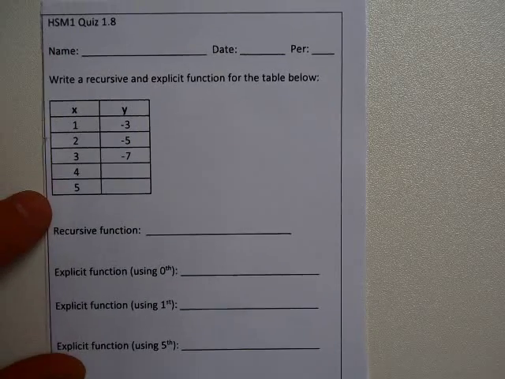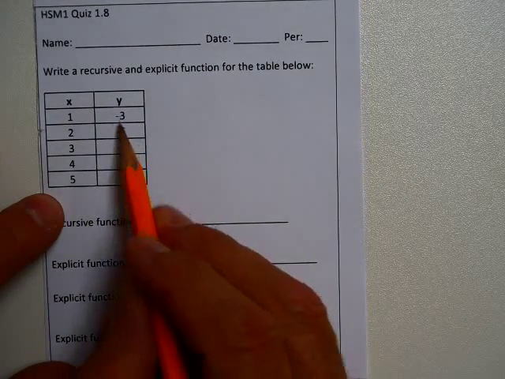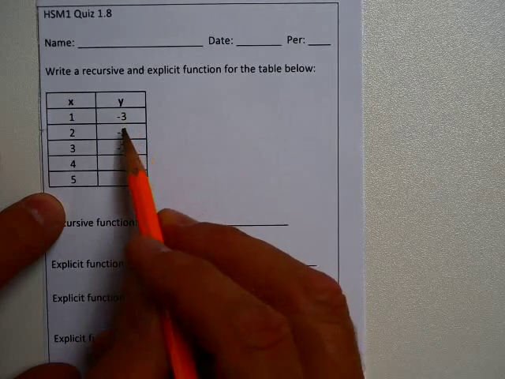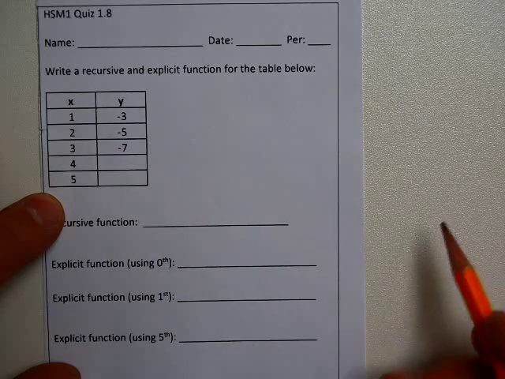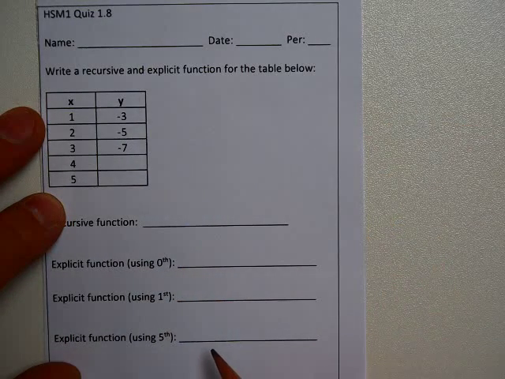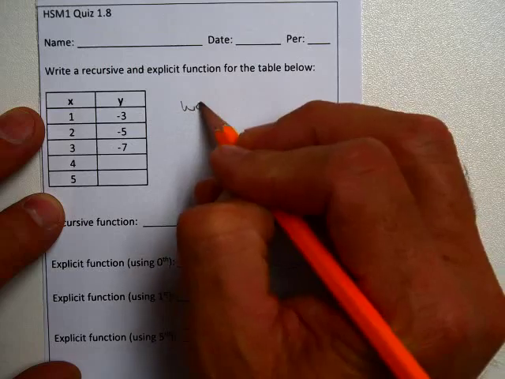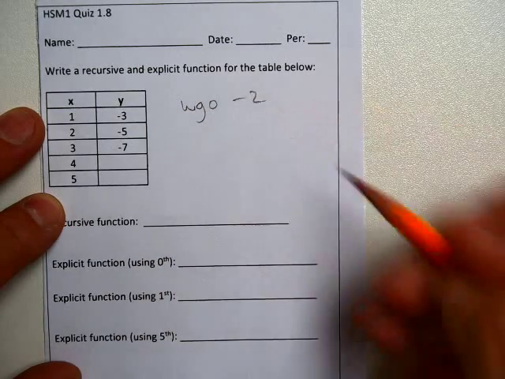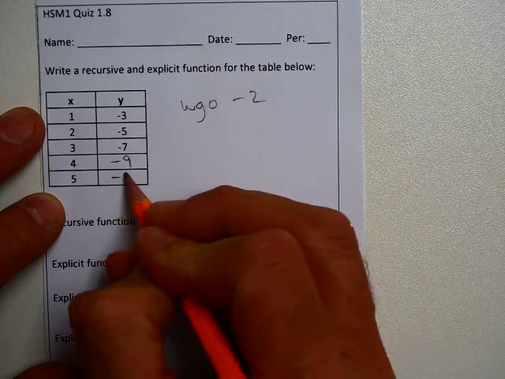Let's talk about quiz 1.8. We're looking for a pattern here, and so I'm going to fill in the rest of this. That'll be probably worth a point. All of these are worth 4 points. I don't know if I've mentioned that in previous ones or not. And so it looks like what's going on is we're subtracting 2 each time. So this is going to be -9 and -11.